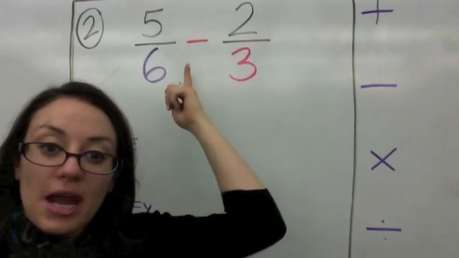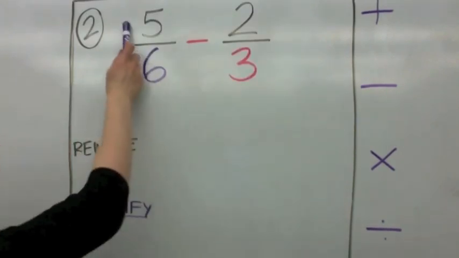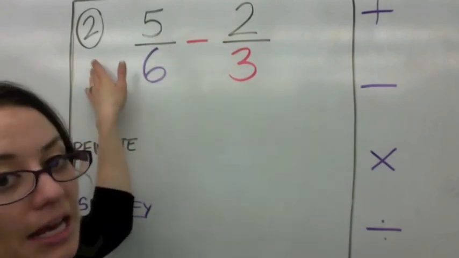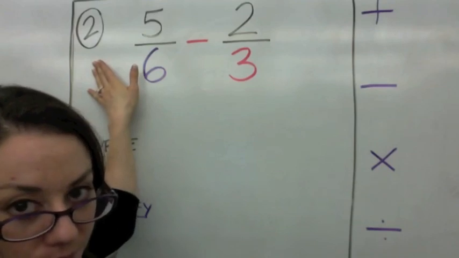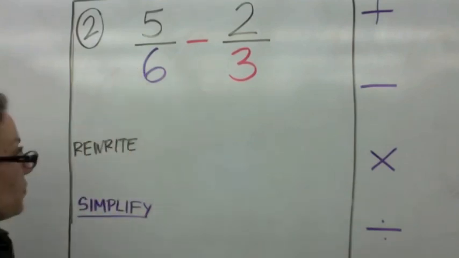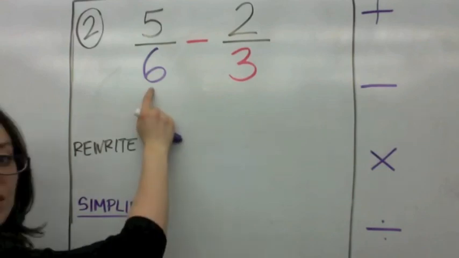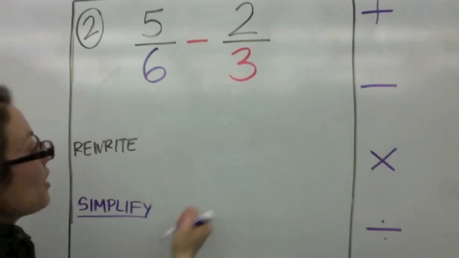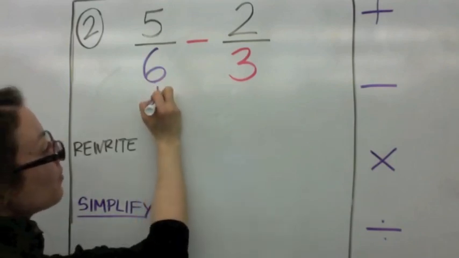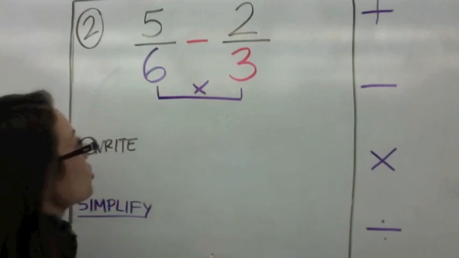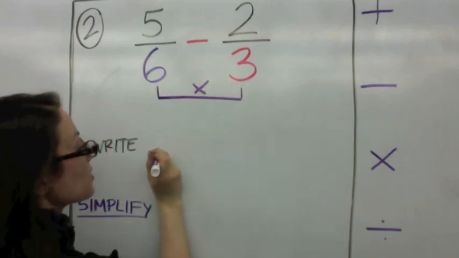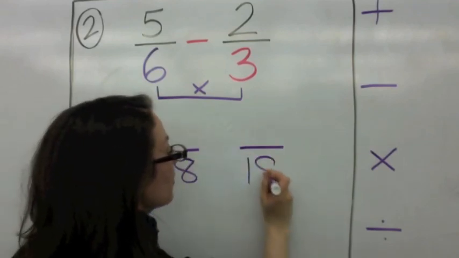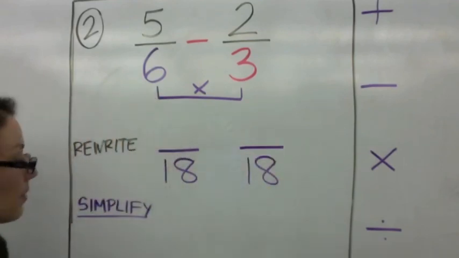Let's look at this subtraction problem for number 2. It says 5/6 minus 2/3. This is number 2 on your classwork. Do you see number 2? Do they have common denominators? Are these both the same? What's the denominator here? It's 6. What about this one? 3. They do not have common denominators, so we have to make them have common denominators by multiplying. Watch. 6 times 3 is what? You can rewrite 6 times 3 as 18.